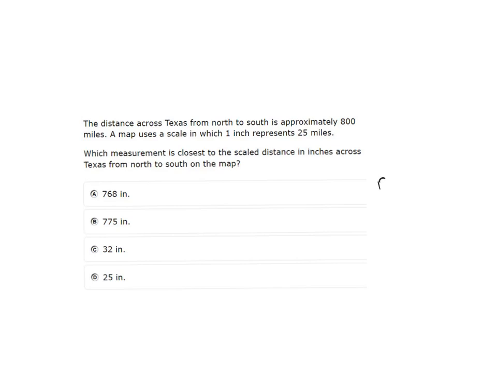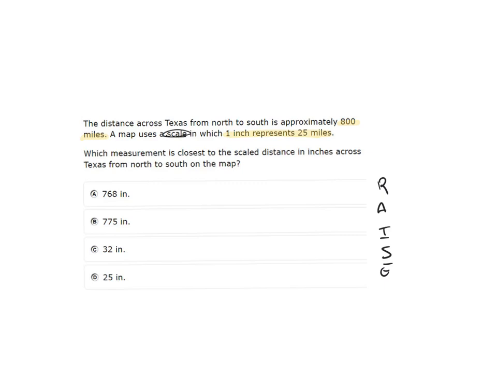So this is the word problem, so I am going to use my RAISE strategy. I've already read it, but I'm going to read it again, and I'm going to look for vocabulary words that might help me out, and also just important information. Let's see. So the distance across Texas from north to south is approximately 800 miles. I think I'm going to highlight that. And then a map uses a scale in which 1 inch represents 25 miles. That's also important. And I'm going to circle the word scale. That's some vocabulary for me.